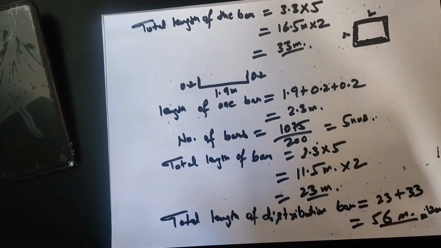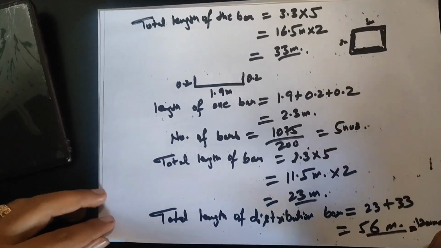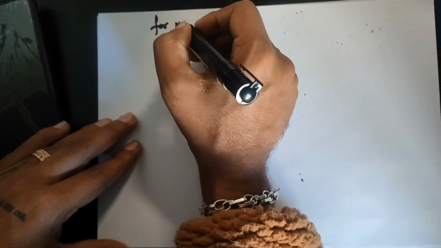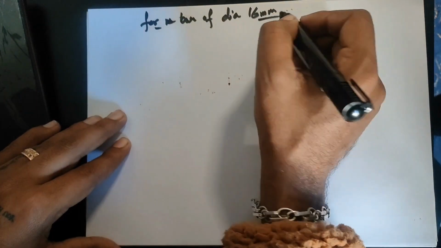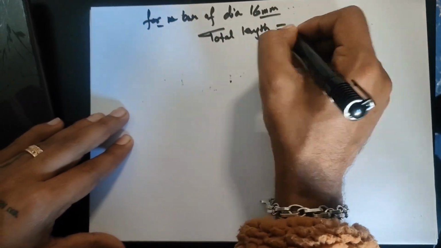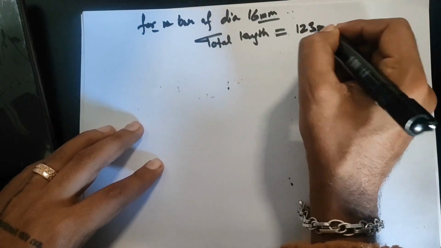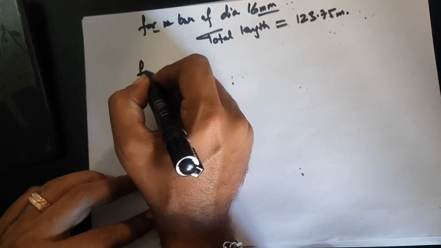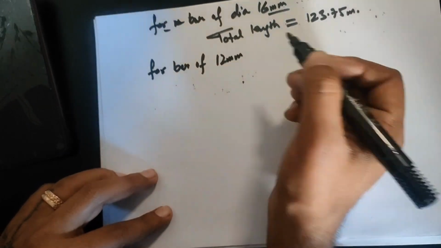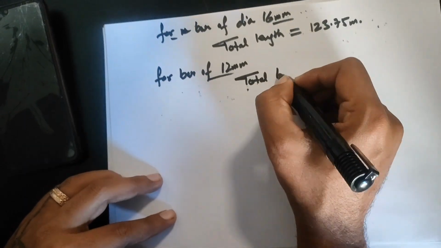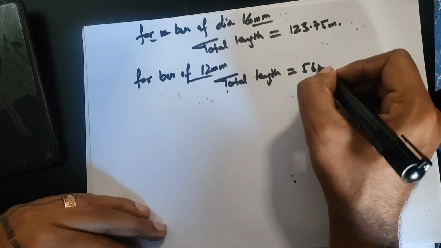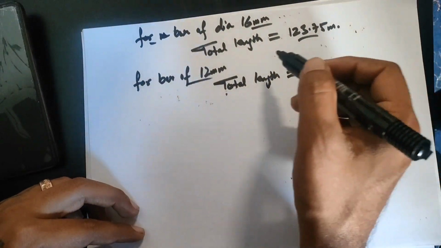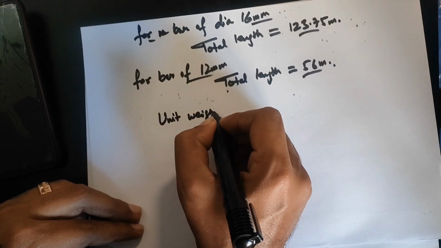Okay, now we have calculated the length of steel. Now we will calculate the weight. Let me write on this page. For the main bars of dia 16 mm, we calculated the total length was 123.75 meter, and for the bar of 12 mm, the total length is 56 meters. Now we need to calculate their weight. So for unit weight, for the 16 mm dia rebar.